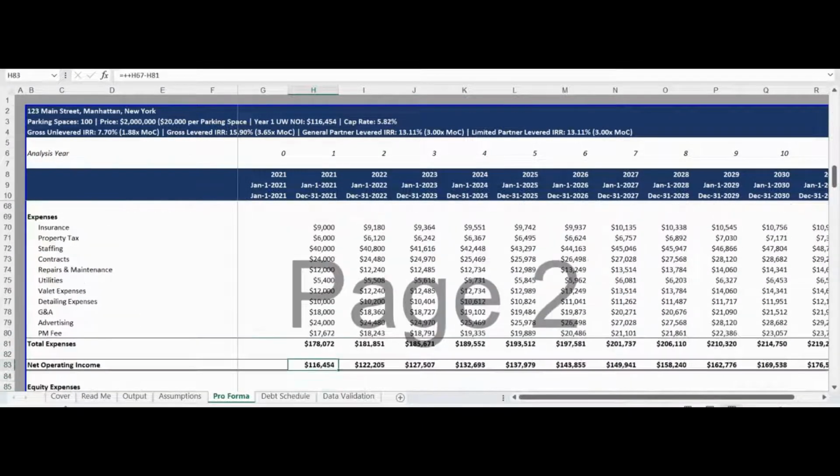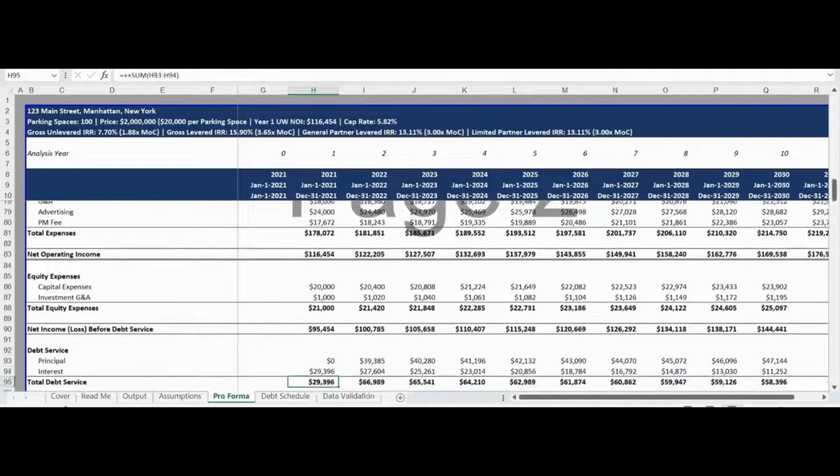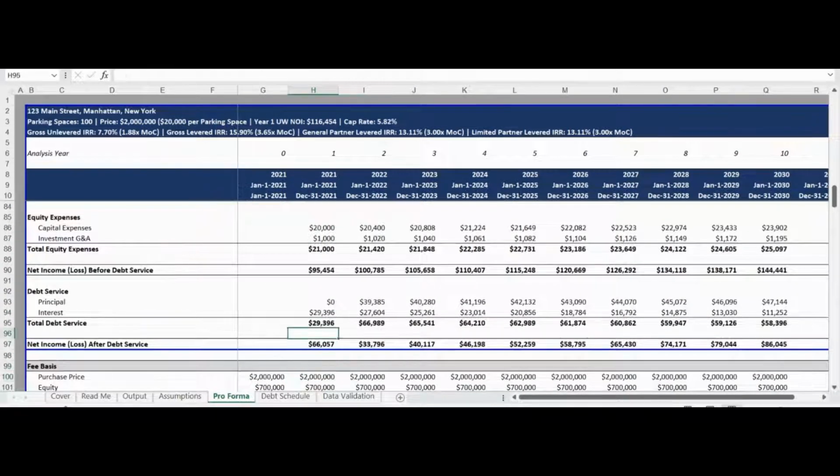The next section of the Pro Forma is the income statement. The income statement consolidates all of the revenue streams and pulls in the user input operating assumptions to develop a pro forma net operating income. The capital expenses and investment general and administrative costs are deducted from the net operating income to develop the income before debt service. Debt service is deducted next to develop the net income after debt service.